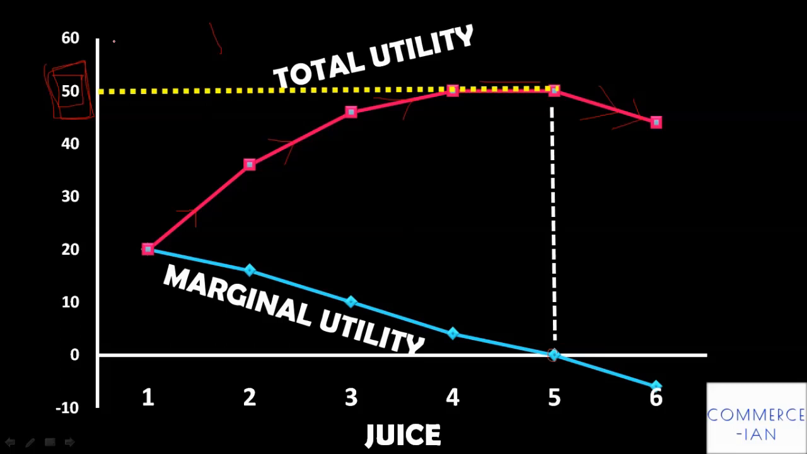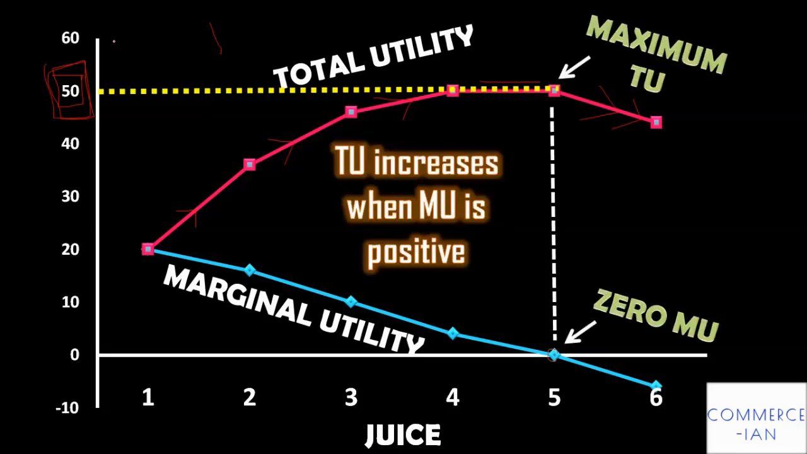Now let's try to compare both these curves and see what happens. At 5 glasses of juice, the total utility is maximum. I told you it was 50 utils. And at the same 5 glasses of juice, the marginal utility touches the x-axis, which means it is 0. So that brings us to the conclusion that total utility is maximum when marginal utility is 0. And this point is called the point of satiety.